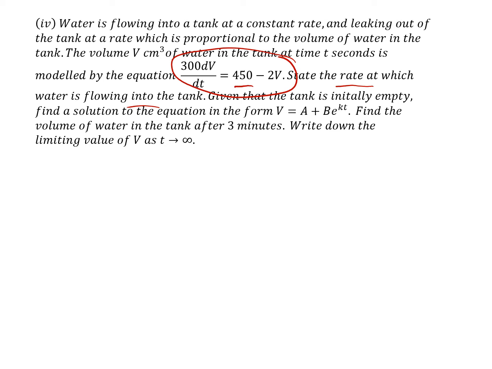That's the positive amount of volume going into the tank. And then we've got this element, the minus 2v, tells us how much is leaking out of the tank. So the amount going into the tank is 450. What are the units? Well, we've got cubic centimeters here, seconds here. So the amount of water flowing into the tank is 450 cubic centimeters per second.